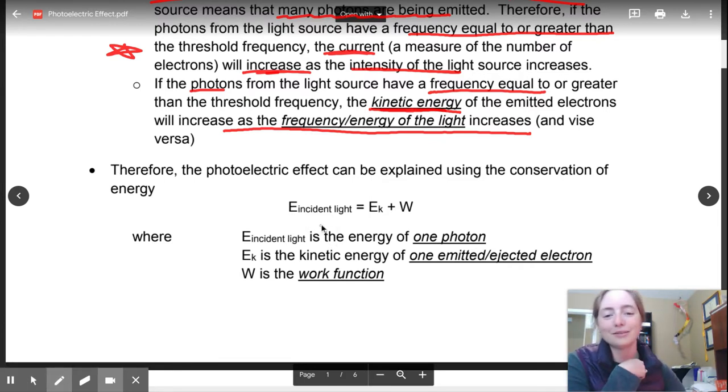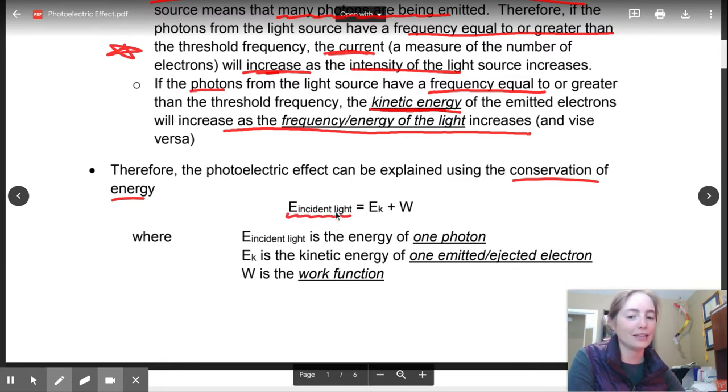So, ladies and gentlemen, for the photoelectric effect, we're going to look at the conservation of energy. This is our E of the incident light, the energy of the photon coming in. Going back to the tennis ball example, that would be the energy of the tennis ball you're throwing at the bowling pin. And this is the energy of one photon.